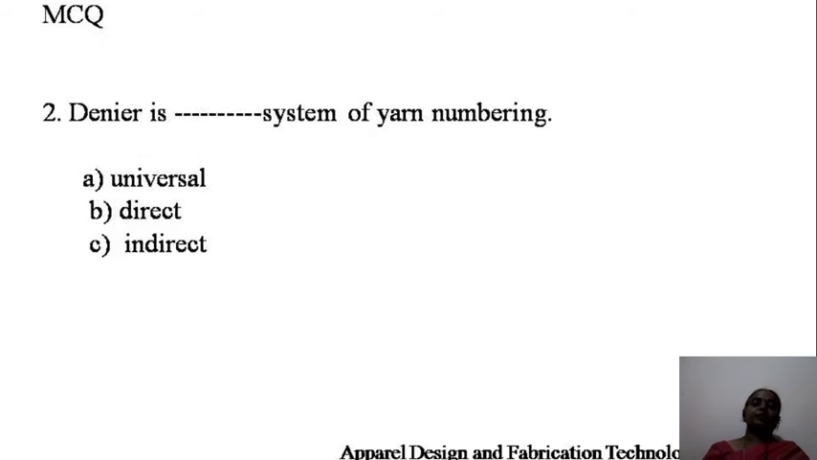Second, denier is the dash system of yarn numbering. Which system is it, the universal system, direct system or indirect system? Tex and denier come in the direct system. So denier is the direct system of yarn numbering.